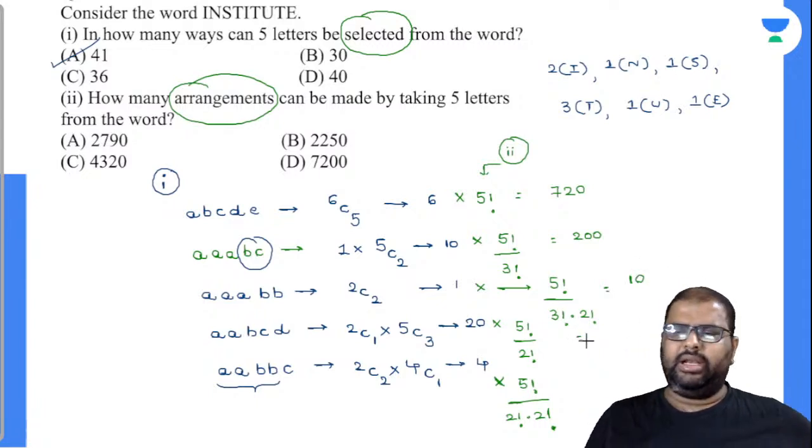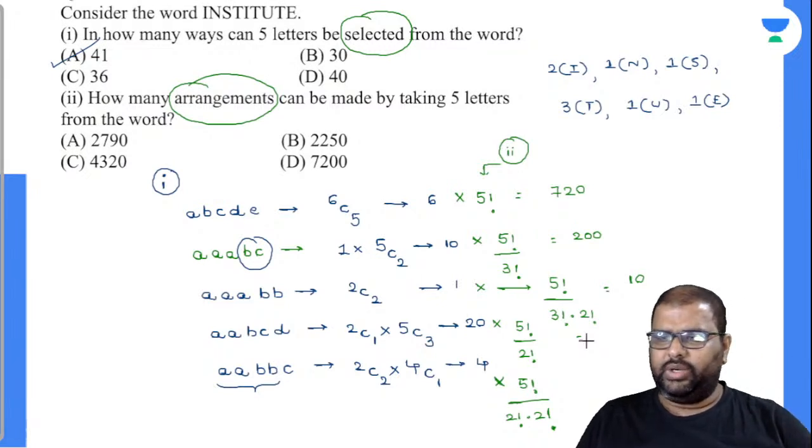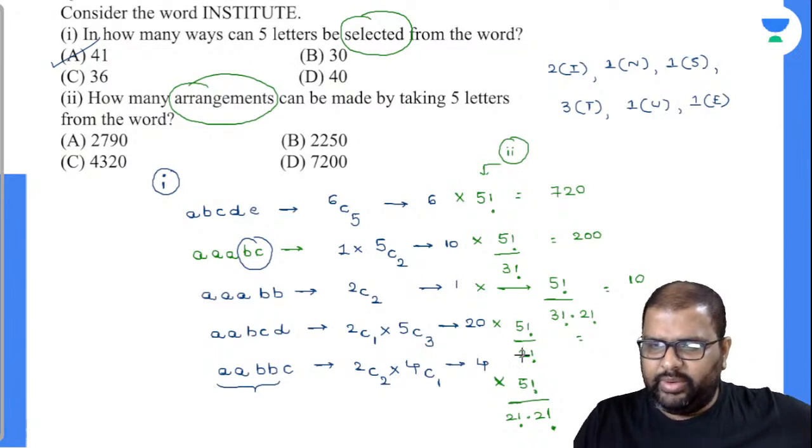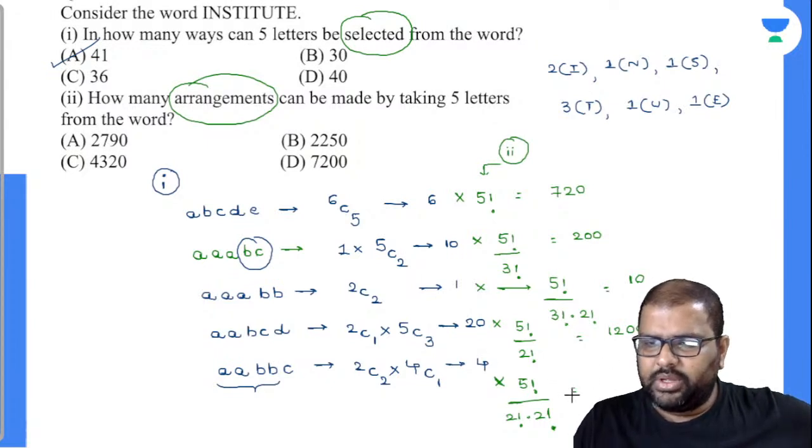Now, 20 by 6 is 20. 20 by 2 is 10. 10 into 1, yes, perfectly here. 120 by 2 is nothing but 60. 60 into 20, is it 1200? It is 1200. Come to this one. So this is 4, this is 120, and all those things, you will get the answer there.